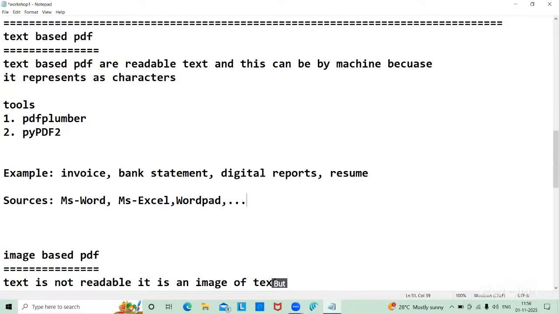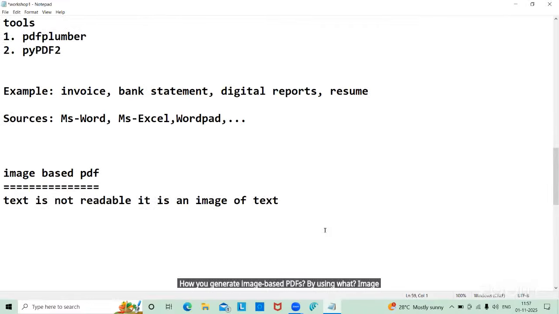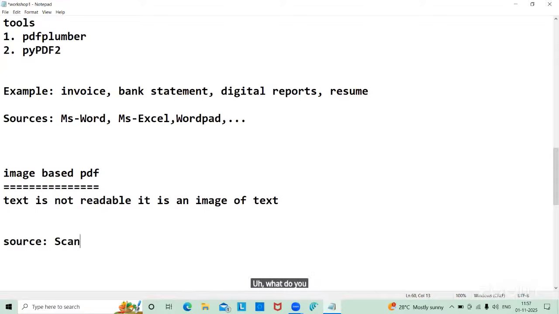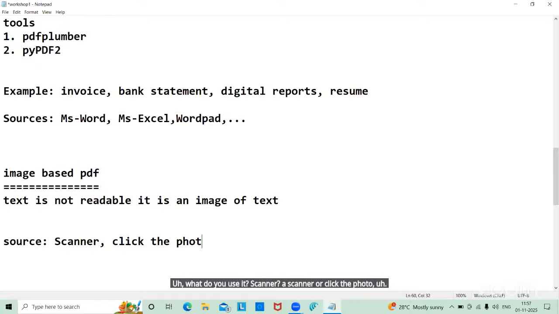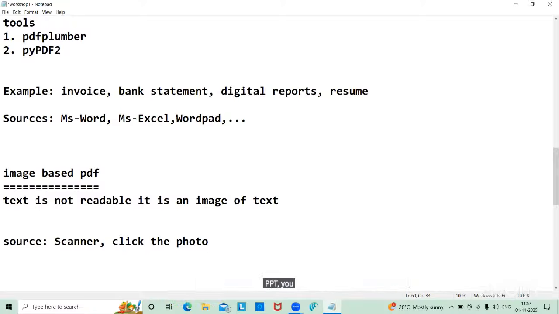But how do you generate image based PDFs? By using what? What is the source for this? What do you use? Scanner or click the photo. Your PPT, you can convert into PDF. Using PowerPoint slides you can convert into PDF.